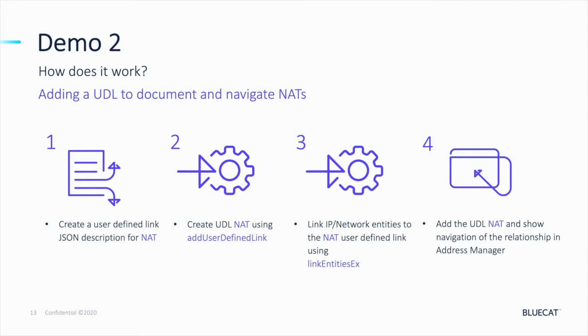This will document the NAT you're probably using at home, where your home network is on RFC1918 space, linked to a public IP address owned by an internet service provider. Again, we'll be defining our link JSON, creating it with the add user defined link, and then we'll move on to linking the infrastructure explicitly using linked entities EX calls. Finally, we'll take a look at the address manager again to see how this user defined link relationship allows for navigation.